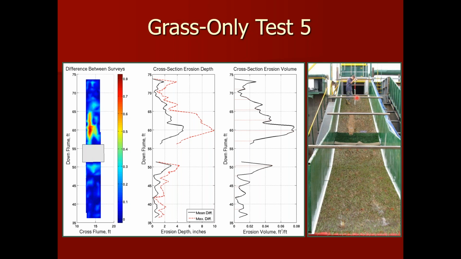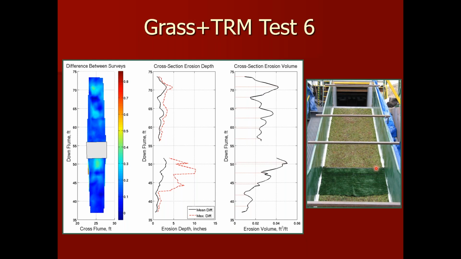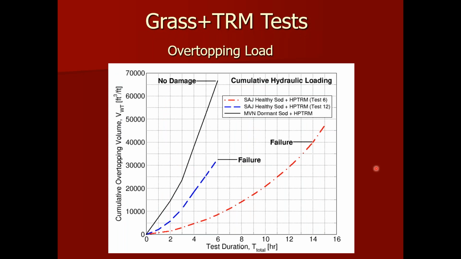So with the sandy soils and the low volumes of overtopping associated with that, we saw our damage at the upper end of the slope, not down at the lower end of the slope. So grass only, you can see the damage that was starting to form. With a TRM, we were able to go through and quantify those same locations and that same relative performance value of the turf mat itself.